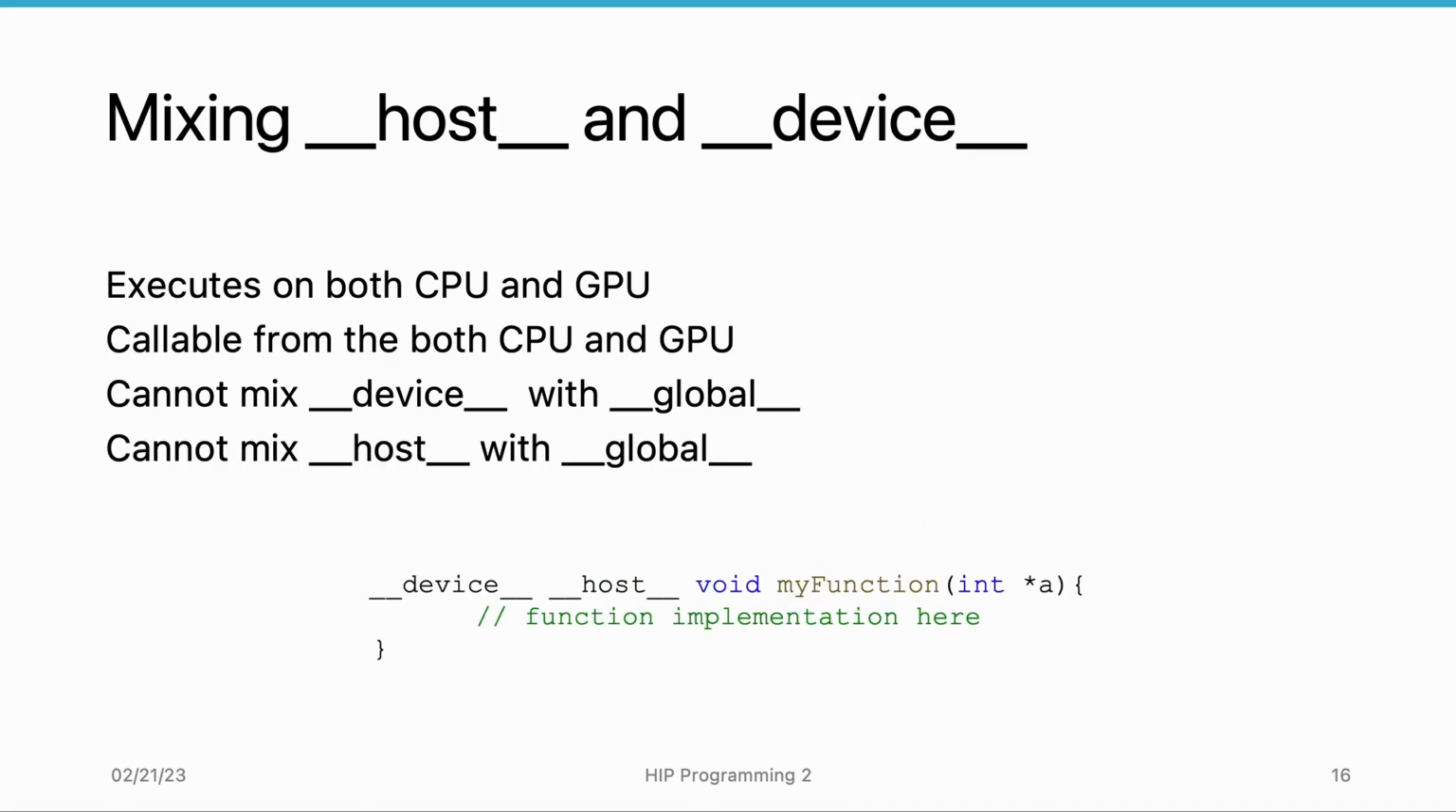And similar to the device function, the host function cannot be combined with the global qualifier as well. We know that host functions are meant to be executed only on the host and cannot be executed on the device, whereas global functions are meant to be executed on the device. Therefore, it is not possible to combine them into a single function. In the next video, we will discuss the use of the template feature in HIP programming.